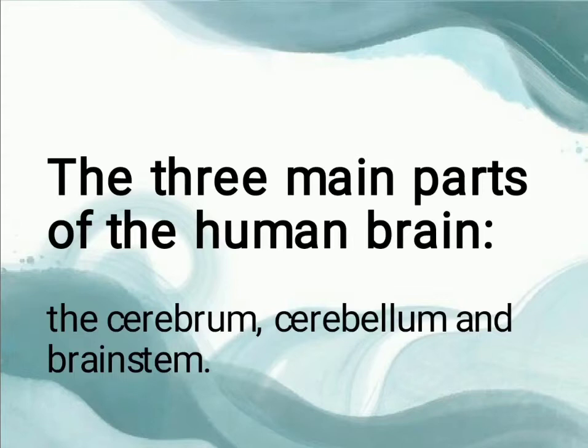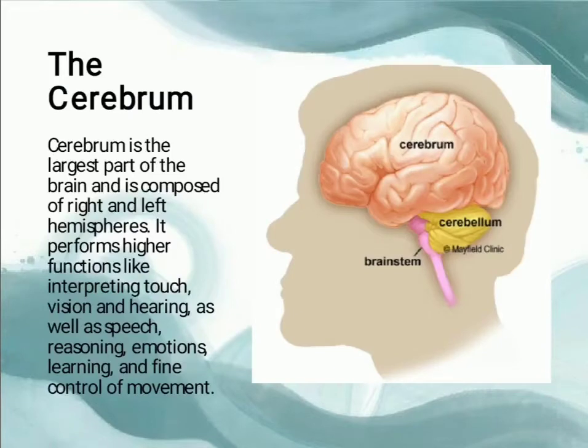So let's define what the cerebrum is and its function. The cerebrum. The cerebrum is the largest part of the brain and is composed of right and left hemispheres. It performs higher functions like interpreting touch, vision and hearing, as well as speech, reasoning, emotion, learning, and fine control of movement. As we can see in the picture, the cerebrum is the largest part of our brain. Therefore, the cerebrum has the most functions among the other 2 main remaining parts of the brain.